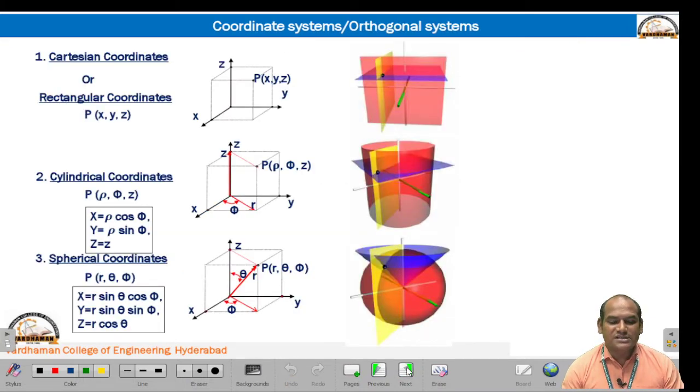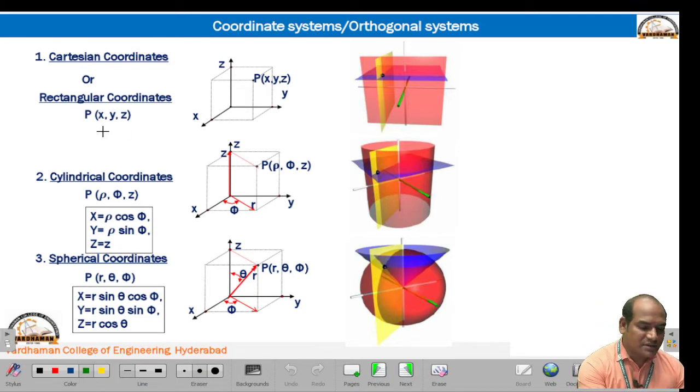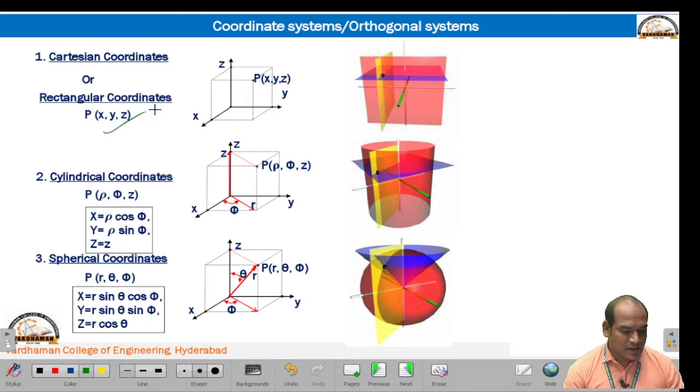Now, coming to the 3-dimensional coordinate systems. One glance I have given here: Cartesian coordinate system or rectangular coordinate system. As I said earlier, the point is represented by 3 coordinates x, y, z, and in case of the cylindrical coordinate system the point is represented with rho, phi, z, and in case of the spherical coordinate system the point is represented with r, theta, phi.